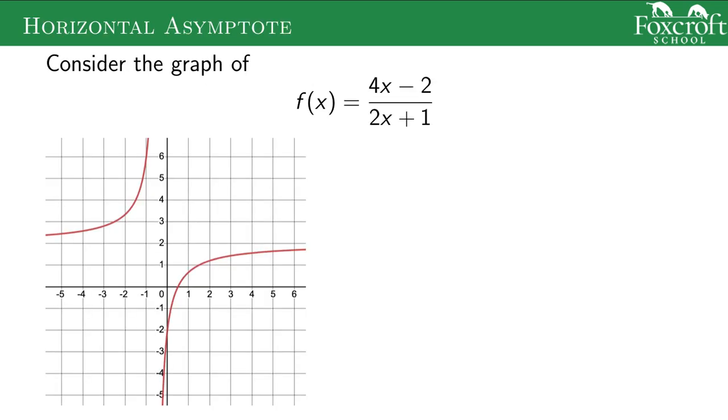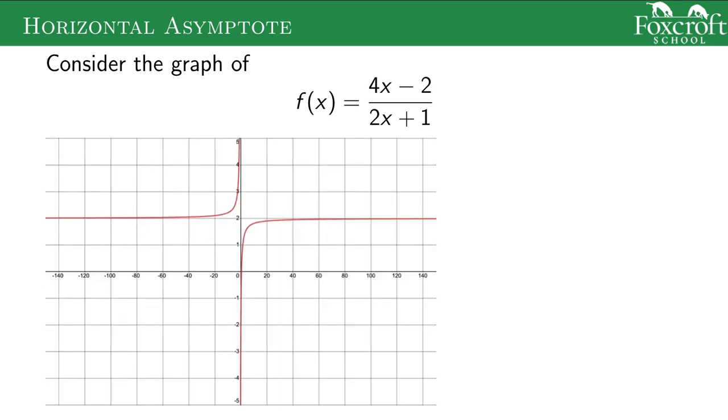Look at this graph of 4x minus 2 over 2x plus 1. When I first open up Desmos, there's not really anything interesting happening. But let's zoom out a bit. Now you can see from my x scale, this is 140, that's negative 140. Now I'm plugging in much bigger numbers, and you can see what happens to my graph. As I go to the right, my y values don't shoot up forever. They're almost flat here, and they're basically flat at y equals 2.